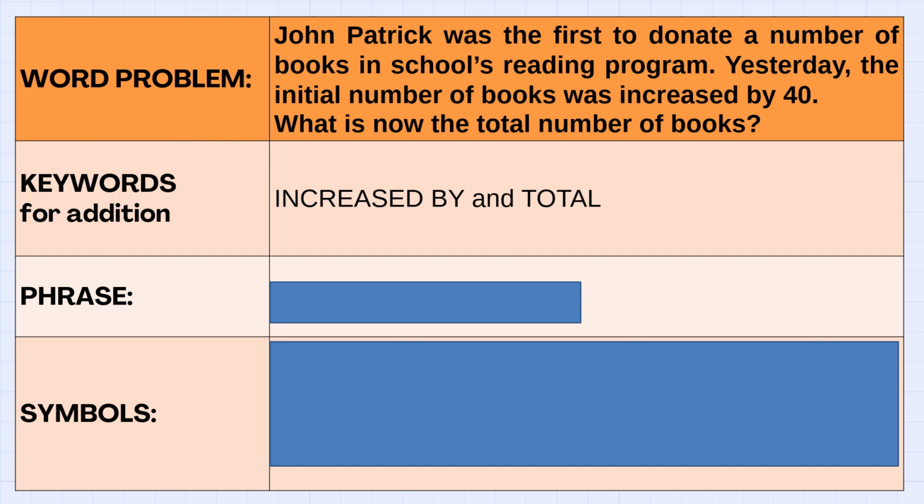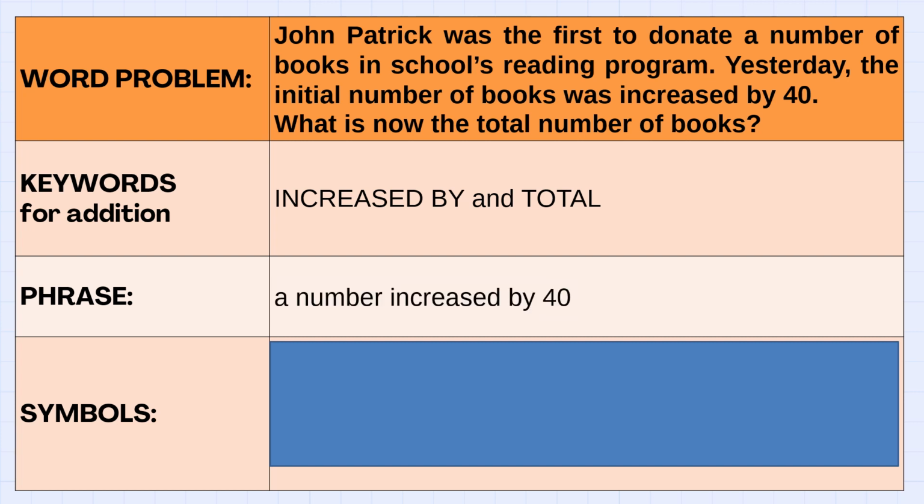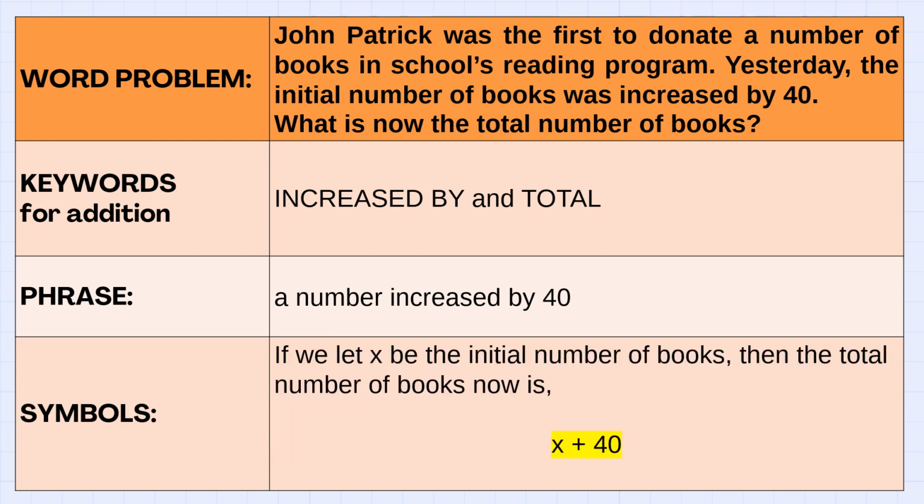Now, where can we actually see these keywords in the problem? That is in the second sentence. So the phrase that can be extracted from the second sentence in the problem is a number increased by 40, or number of books was increased by 40. Now, how are we going to translate a number increased by 40 to symbols? If we let x be the initial number of books, then the total number of books now is x plus 40. x is the initial number of books, and 40 is the additional number of books. So the total is x plus 40.